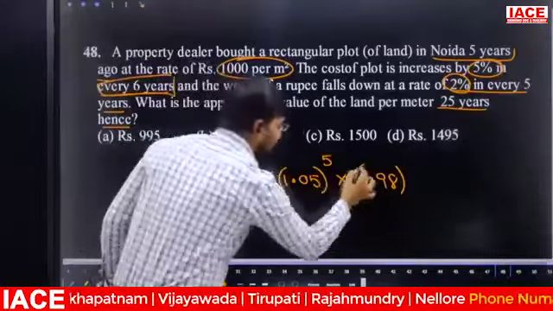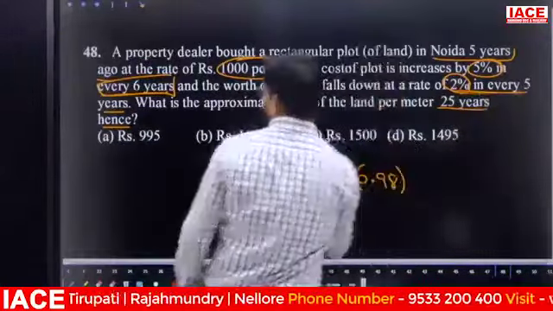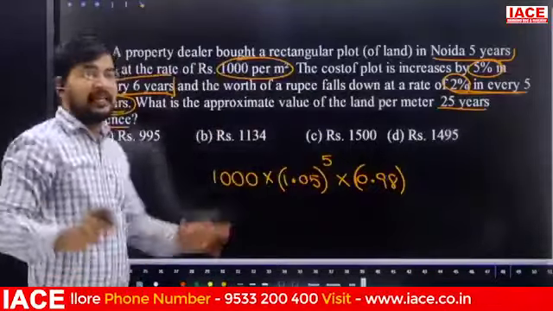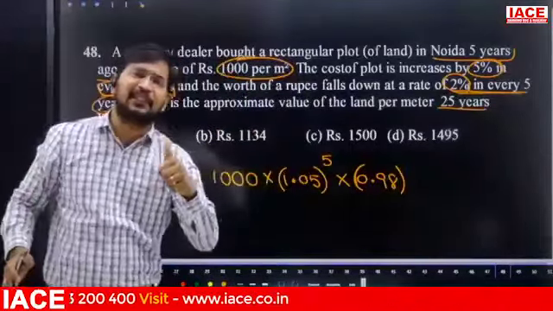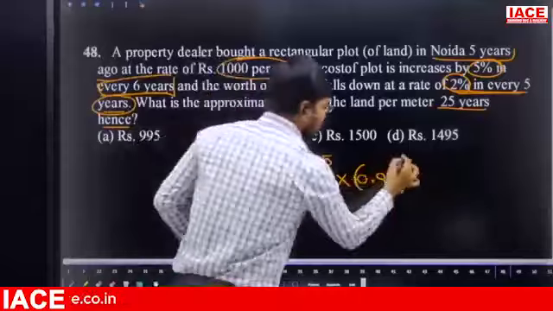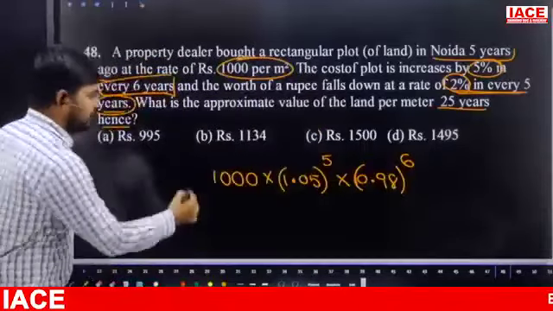First of all, how many cycles are there per every 5 years? In a 30-year span, how many 5-year periods are possible? 6 periods of 5 years are possible. So the whole power is 6. So this is our answer.